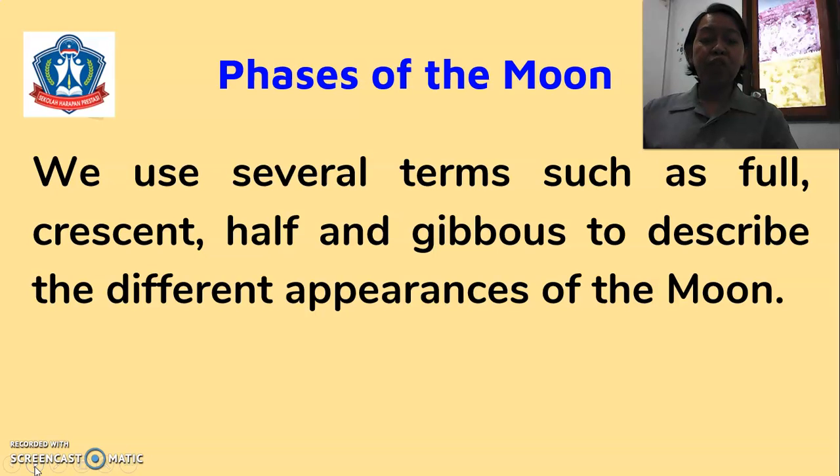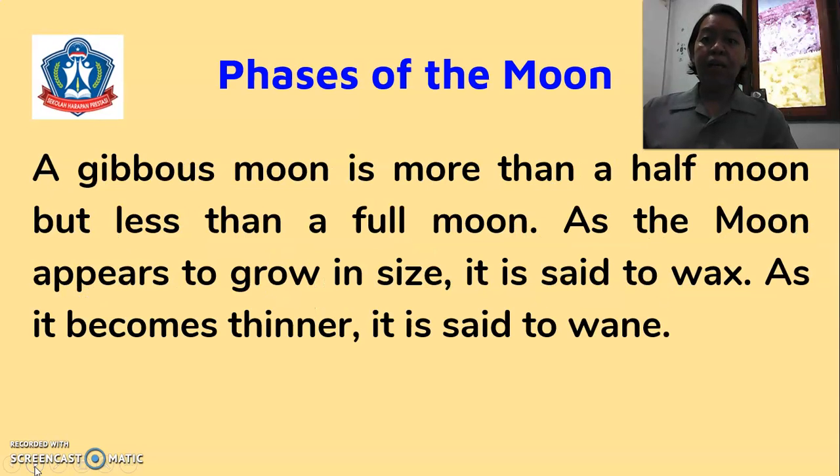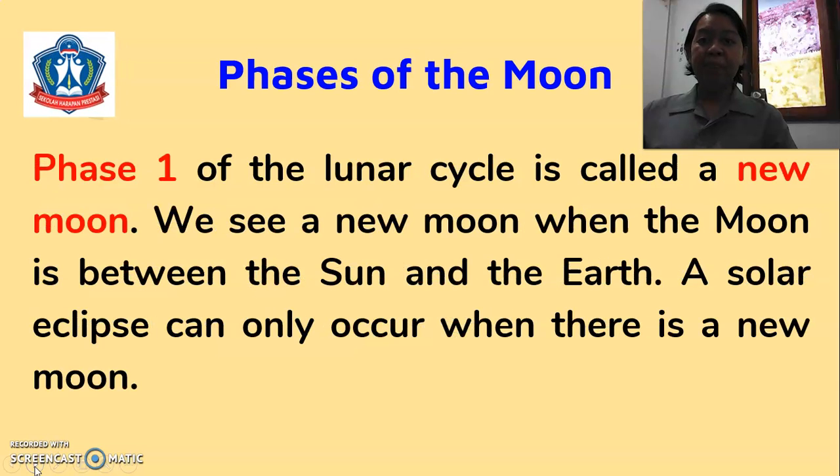We use several terms such as full, crescent, half, and gibbous to describe the different appearances of the moon. A gibbous moon is more than a half moon but less than a full moon. As the moon appears to grow in size, it is said to wax. As it becomes thinner, it is said to wane.